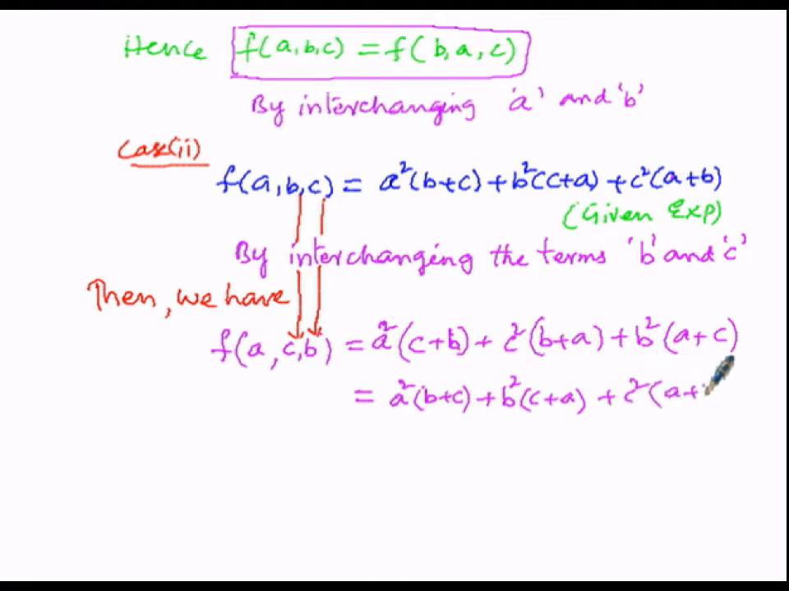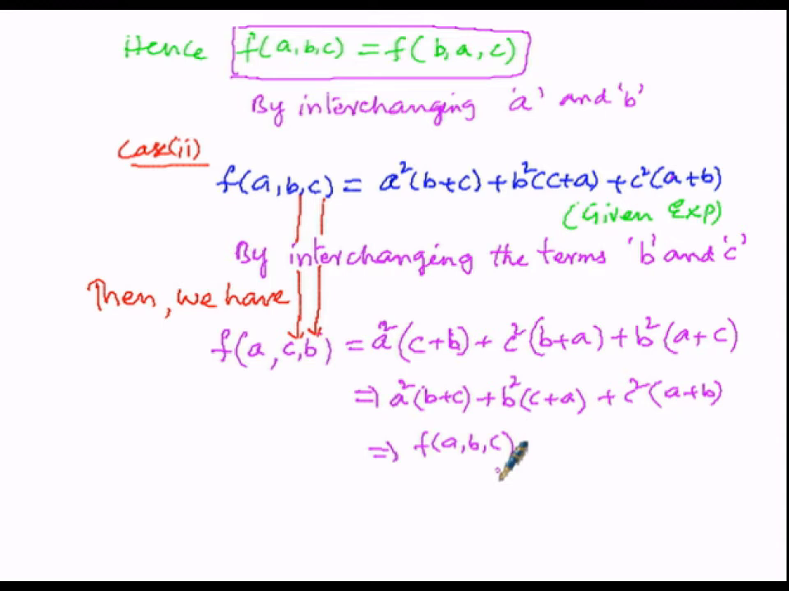Now let us observe this condition: a square into b plus c plus b square into c plus a plus c square into a plus b. It is similar to the right hand side of the given. So it is equal to f of a comma b comma c.